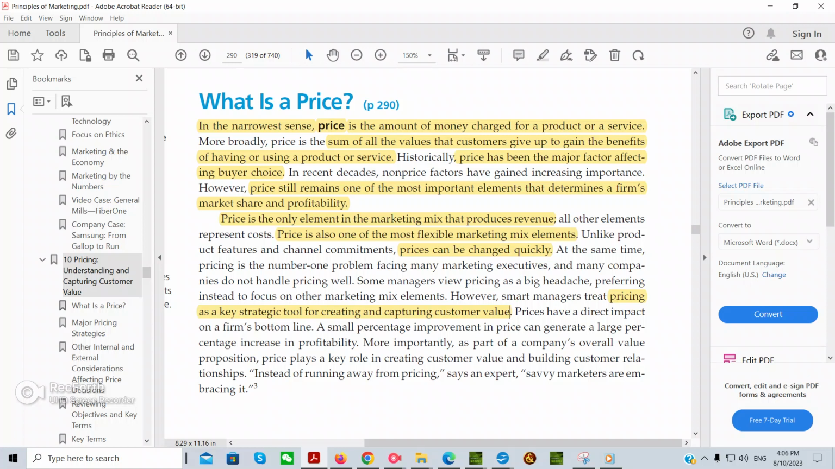More importantly, as part of the customer's overall value proposition, price plays a key role in creating customer value and building customer relationships. Instead of running away from pricing, says an expert, savvy marketers are embracing it.